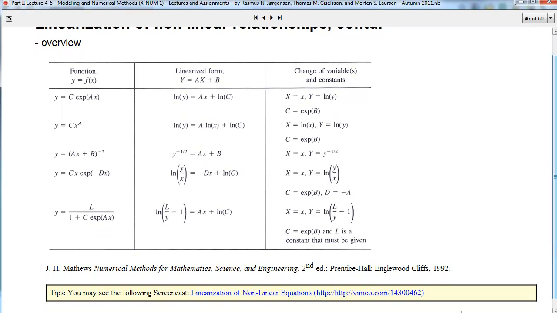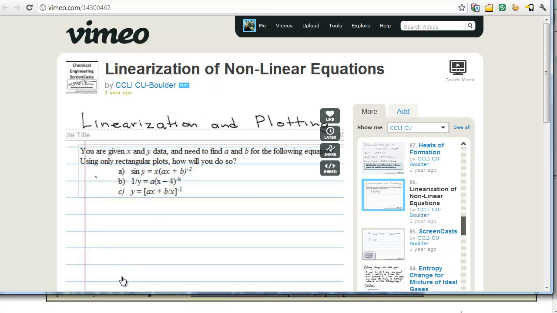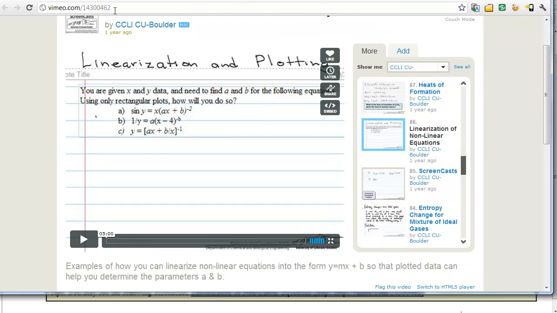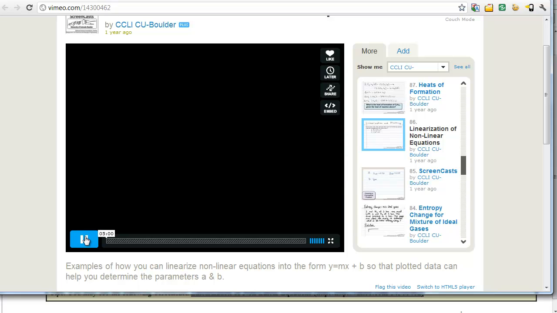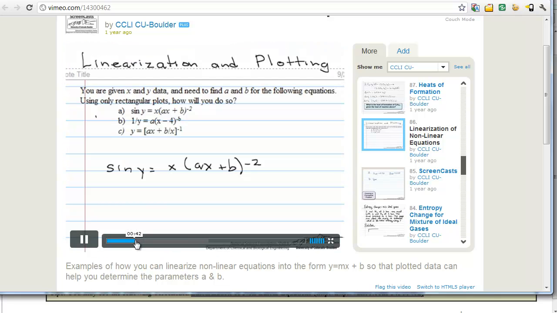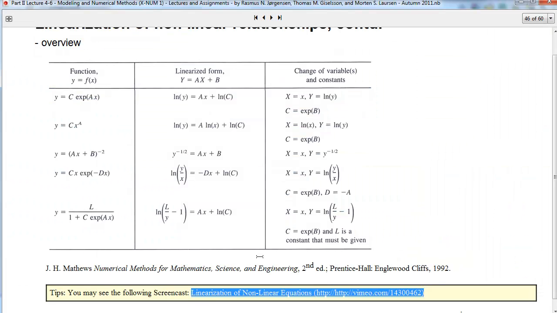And if you want to see how it's done with some examples, there's a nice little screencast here. Let's have a look, in Vimeo. Let's scroll down. The link is quite short up here, so you can type it yourself. And they have a lot of nice screencasts from the University of Colorado Boulder. We divide both sides by x. So now we have sine. You'll have to look at that screencast yourself, again, because it's a little late. So let's go back.